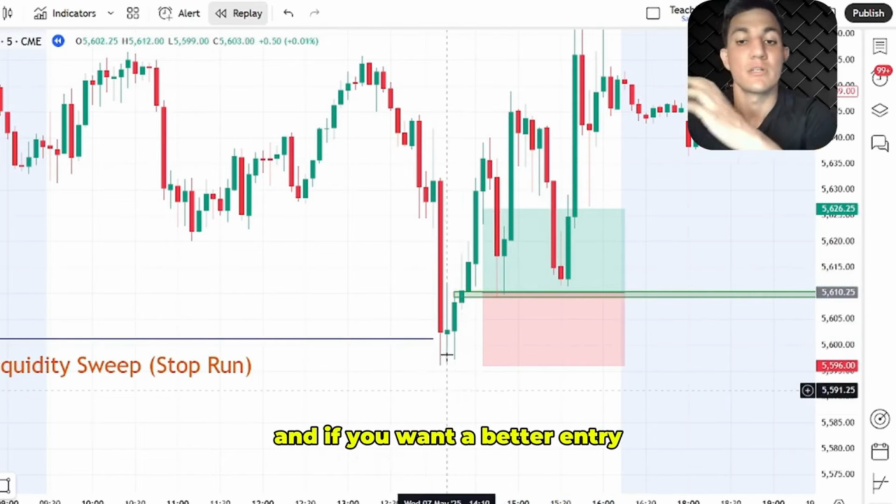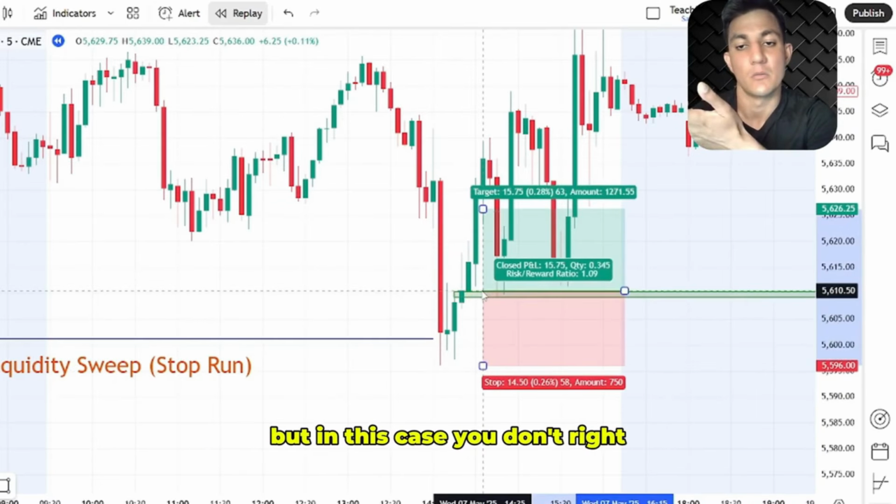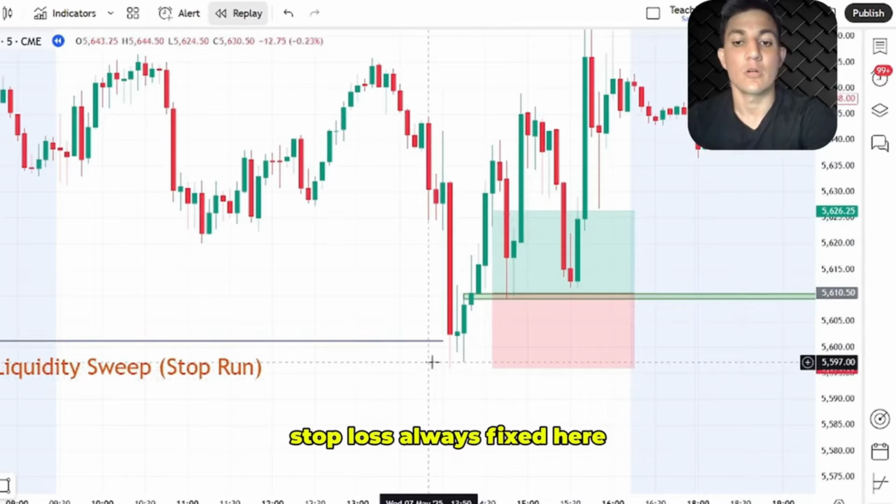And if you want a better entry, get onto the 1-minute chart and maybe you'll find an entry like this, right? But in this case, you don't. So this is what you're going to do. Stop loss always fixed here.